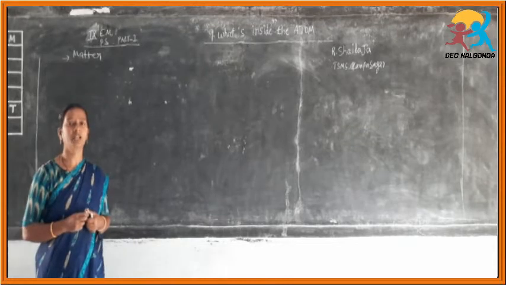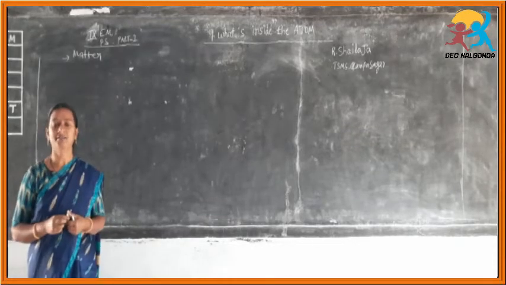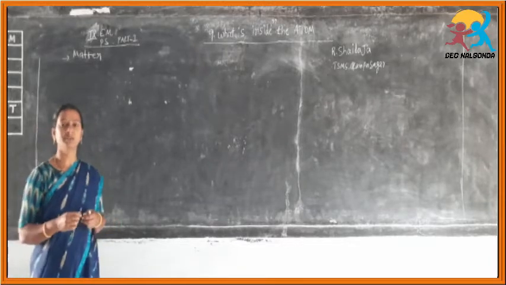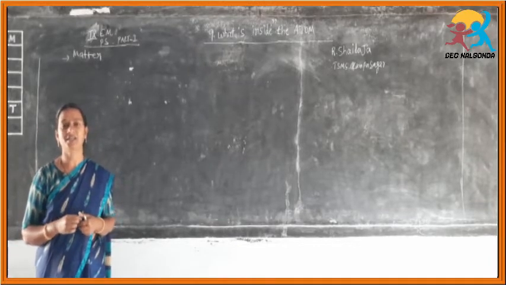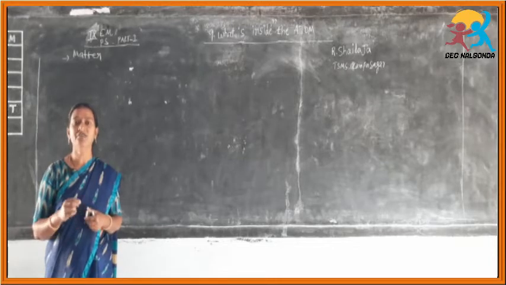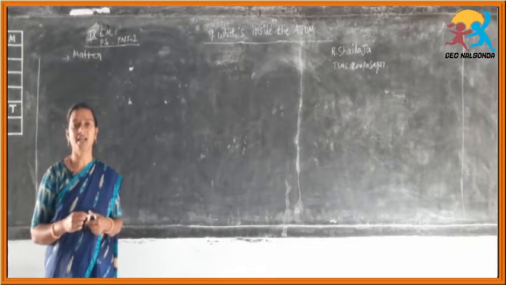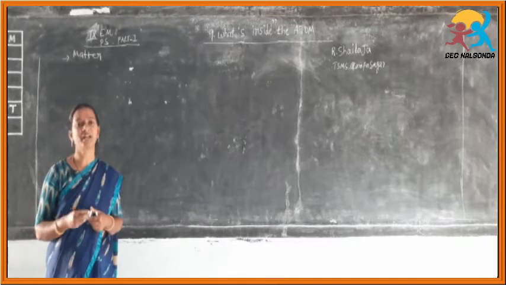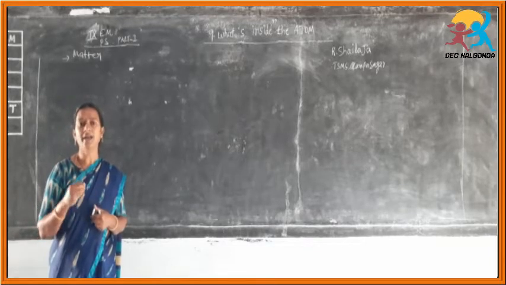Today we are going to learn about what is inside the atom. All matter is made up of the smallest particle. The smallest particle is considered as an atom. In the Vedic period, the Maharshi Kanada said that all matter is made up of a smallest particle. That smallest particle is called Anu and Paramanu.